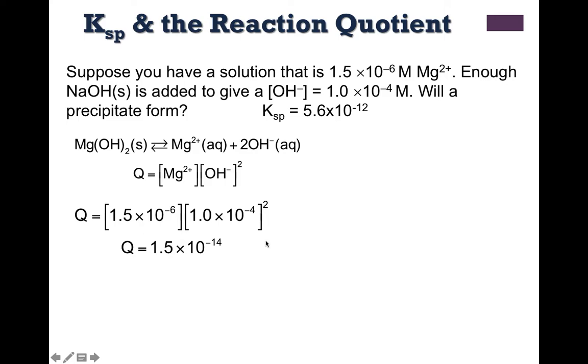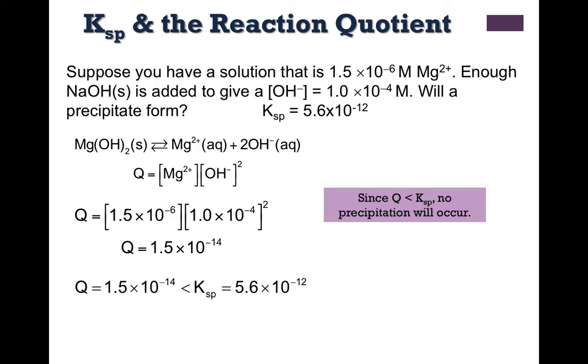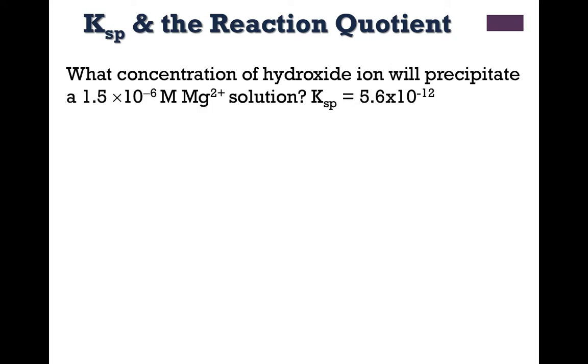We can plug and solve directly. We find our Q to be times 10 to the negative 14th compared to our KSP, which is times 10 to the negative 12th. In this case, our Q is less than K, and as a result, we would not expect any precipitation. Regardless of the fact that we've added these two things together, we would not see any come out of our solution. Here's another one for you. Give this a shot.